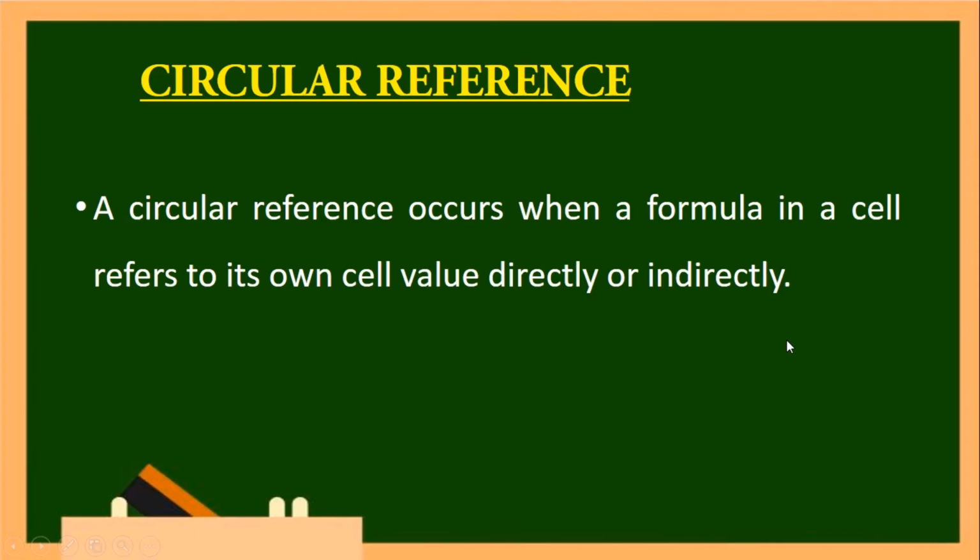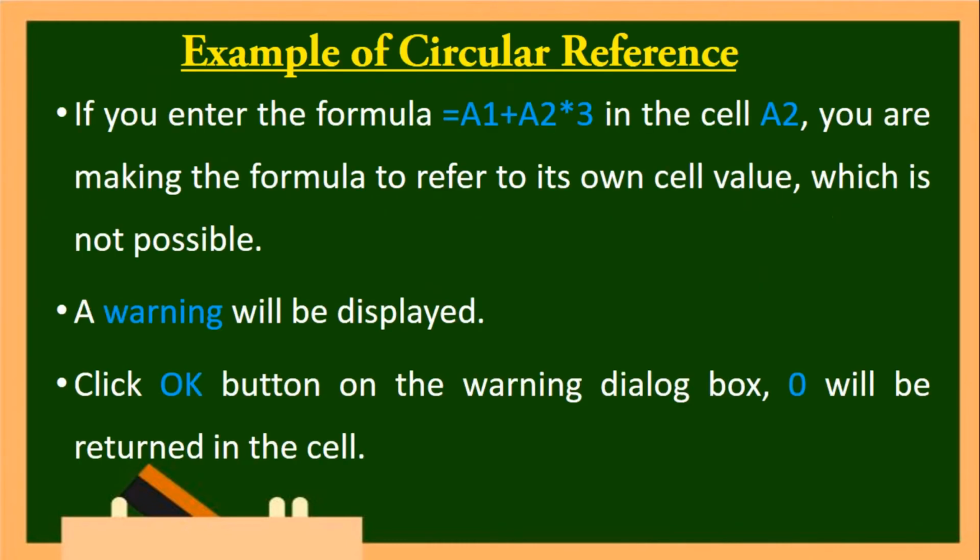So the next topic is circular reference. A circular reference occurs when a formula in a cell refers to its own cell value directly or indirectly. Now how does this happen? In case you enter a formula like equal to a1 plus a2 multiply by 3, that means whatever is in a1 will be added with a2 and then it will be multiplied by 3. And you have written this formula here in a2.